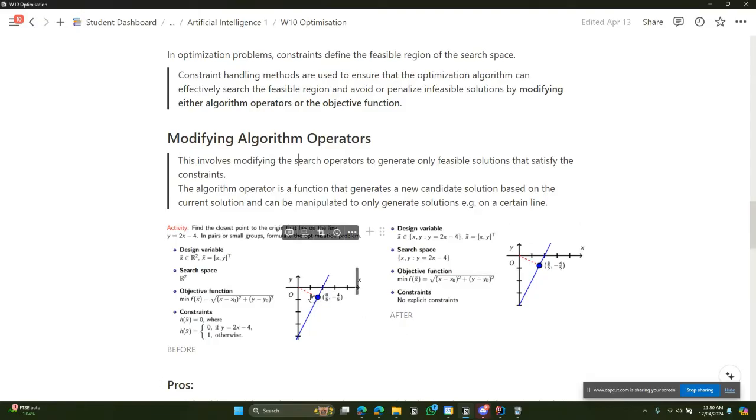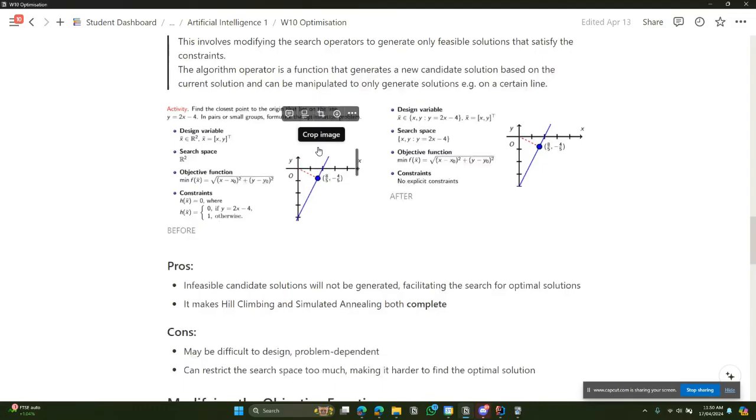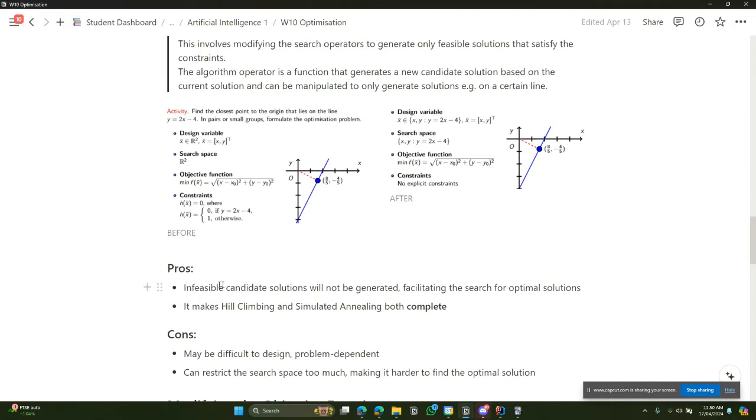So remember, there are two methods. You can modify algorithm operators or you can modify the objective function. We're about to move on to the objective function, but just before we do, we need to look at the pros and cons of modifying algorithm operators. So the pros being infeasible candidate solutions will not be generated, as I've been saying this entire time, and it makes hill climbing and simulated annealing both complete. You didn't realize that one, did you?